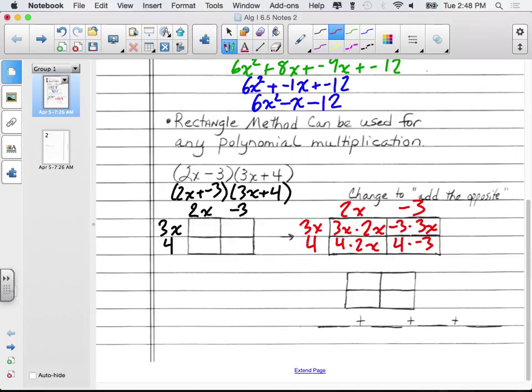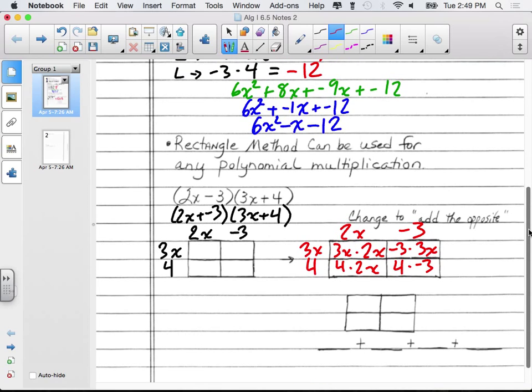The upper left-hand smaller rectangle, 3x times 2x, what step is that up in FOIL? The F step. Okay, how about the -3 times 3x? That's the O. How about the 4 times 2x? Look up above. The I. And how about the last one, the 4 times -3? The L. So you're still really doing the full multiplication, right? But instead of it being spelled out as FOIL, you're doing it as a rectangular array.